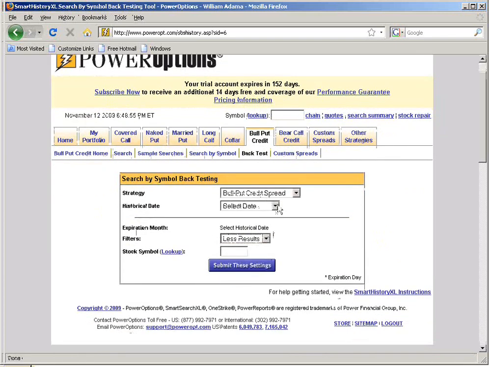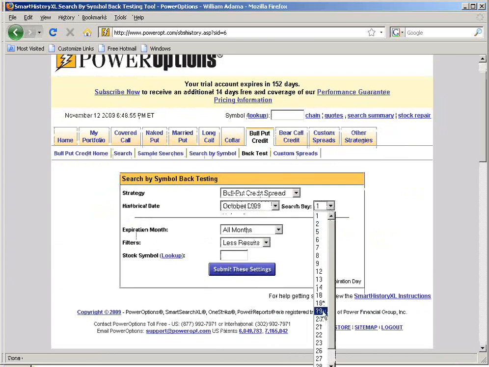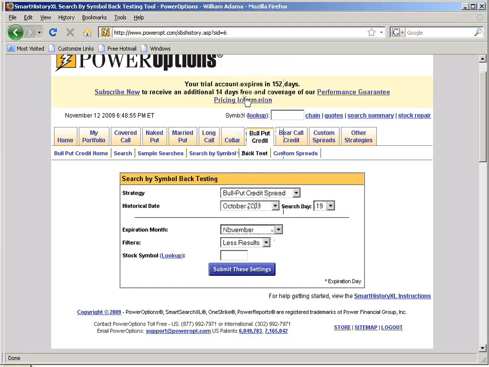And let's say back in October again, the day after expiration, so I'm going to select October 19th. I'm changing the expiration month, so I'm selecting bull put credit spread, October 19th, which was the day after expiration.